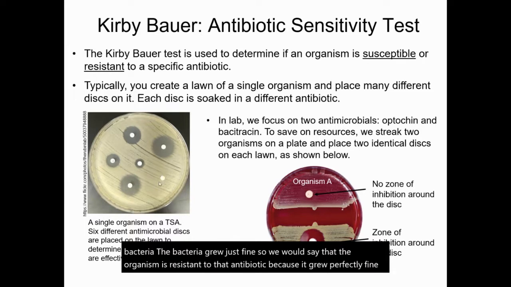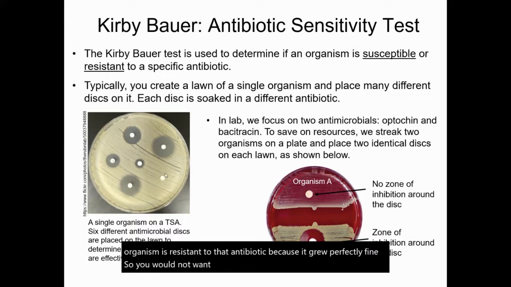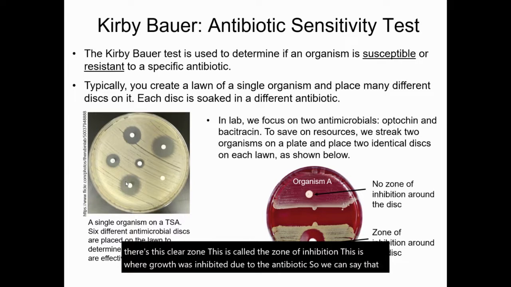So you would not want to give your patient whatever drug had been on this disc because it won't be effective. However, if you look at this other disc to the left of that one, notice there's this clear zone. This is called the zone of inhibition. This is where growth was inhibited due to the antibiotic. So we can say that the organism is likely susceptible or sensitive to this drug.